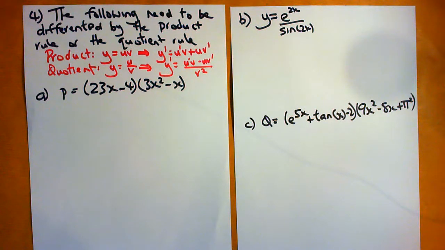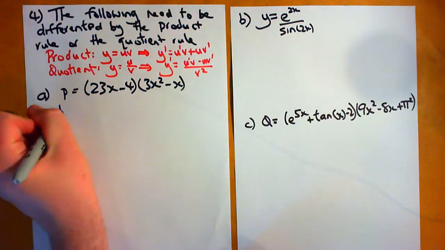The following need to be differentiated by the product rule or the quotient rule. And in red there on screen you see what the two rules are in terms of the formula. So question A, we have 23x minus 4 multiplied by 3x squared minus x. So you've got two brackets there, and we're not going to expand out and differentiate because we want to practice using the product rule.